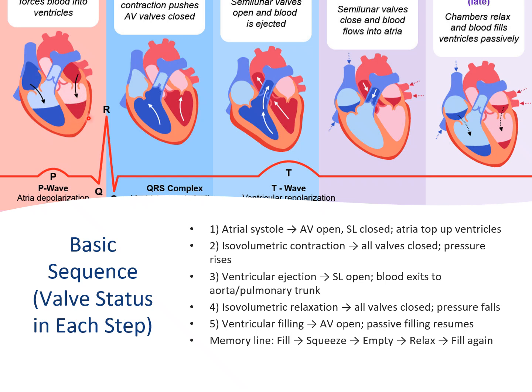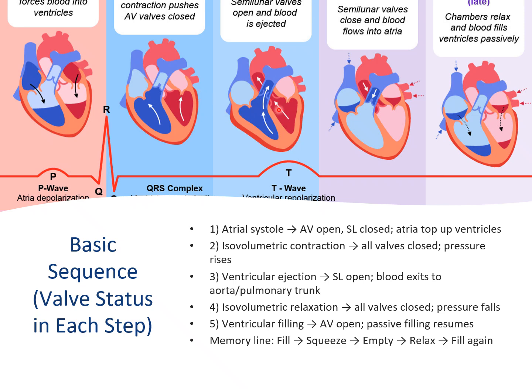The atrioventricular valves open, allowing blood to flow forward while the semilunar valves are closed. This prevents backflow from the great vessels. Second is the isovolumetric contraction. Here, the ventricles begin to contract, but both sets of valves are closed. See? Because all valves are closed, no blood moves. This leads to a sharp rise in pressure inside the ventricles.